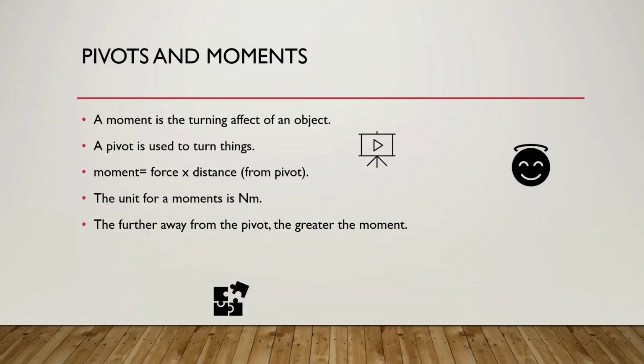Pivots and moments. A moment is the turning effect of a force. A pivot is used to turn things, and the equation for moments is force times distance. The unit for moments is Nm, or newton meters, and the further away from the pivot, the greater the moment.